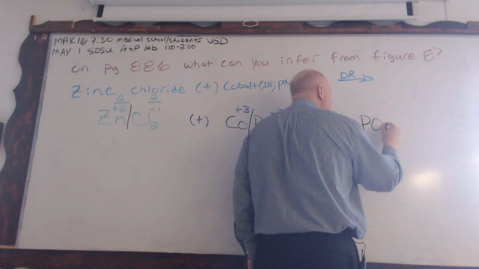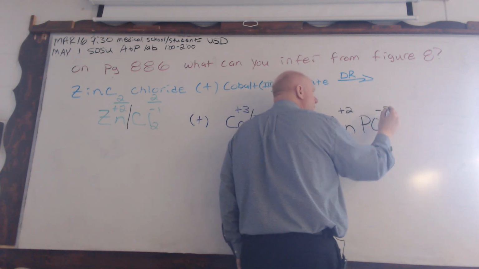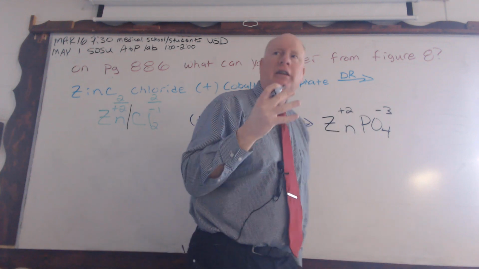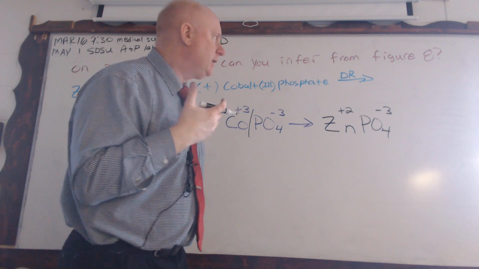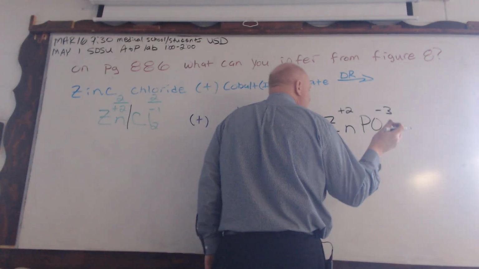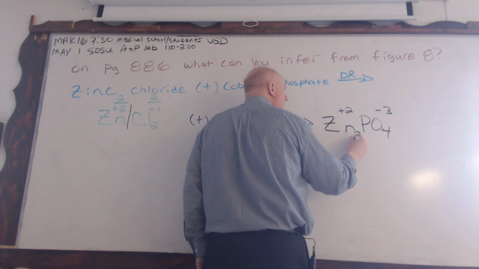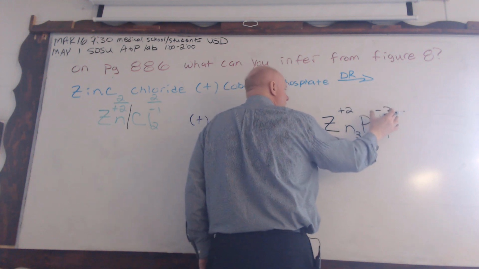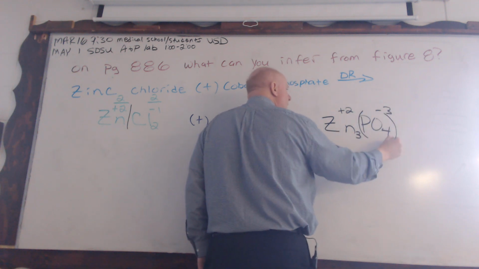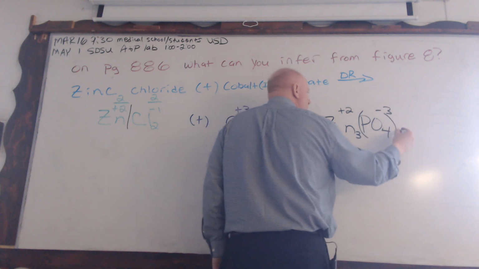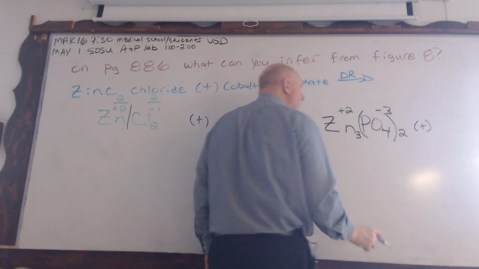You need 3 zinc. Okay, so the charges do not change. Now, what is the least common multiple for 2 and 3? 6. Okay, so 6 divided by 2 is what? 3. Okay, 6 divided by 3 is what? 2. You need to put parentheses around. Okay, we have 1 phosphate ion, but we want 2 of them. Okay, and then what is left over?